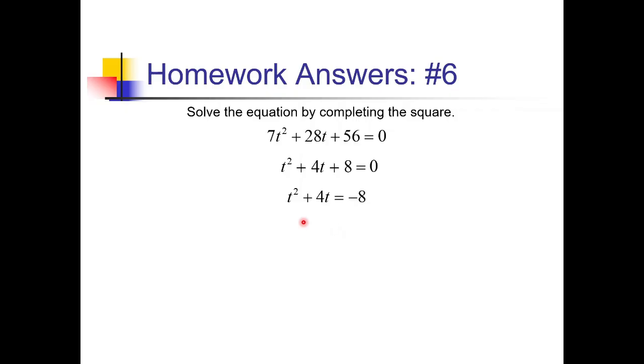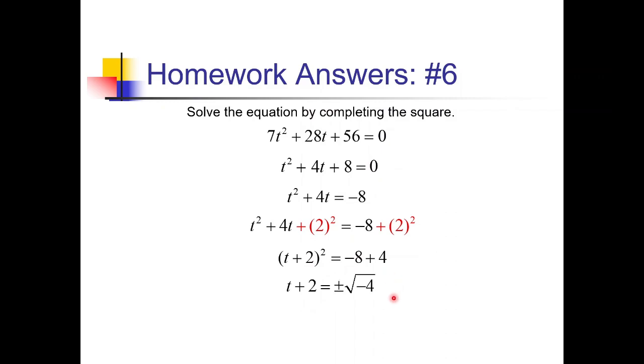All right, to actually complete the square, I need to take half of my b value, which is 2, and square that and add it to both sides. So that lets me factor my left side as t plus 2 squared. On the right side, I've got negative 8 plus 4. Now I can square root both sides. That leaves me with t plus 2, and plus or minus the square root of, this will be negative 4.